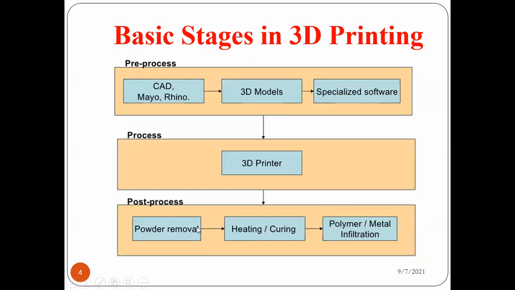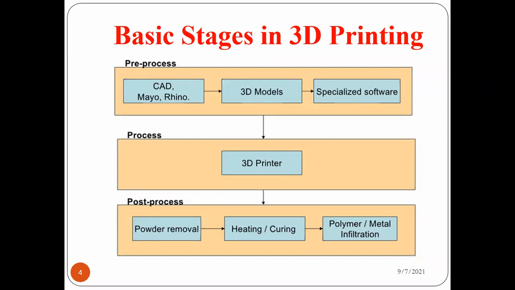Suppose I want to improve my surface properties, or improve my strength. You can do that in post-processing using various post-processing techniques. And if any support structures are there, you also have to remove those support structures. Without support structures, we can't make a model in certain 3D printing processes.